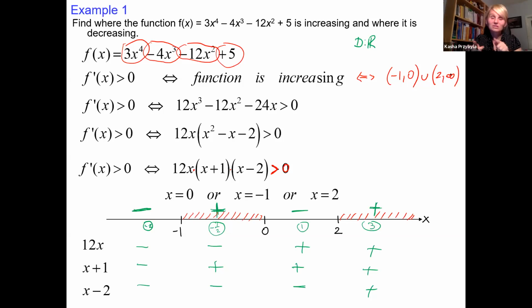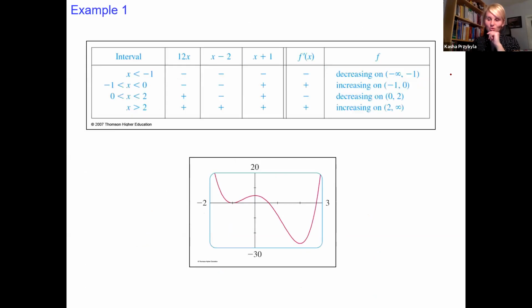Okay? And of course, the negatives will give me the decreasing intervals. But we can see it's a nice inequality. And I actually have the table. I just put it the other way because I think that's the way they did it in your textbook. But we can definitely see.